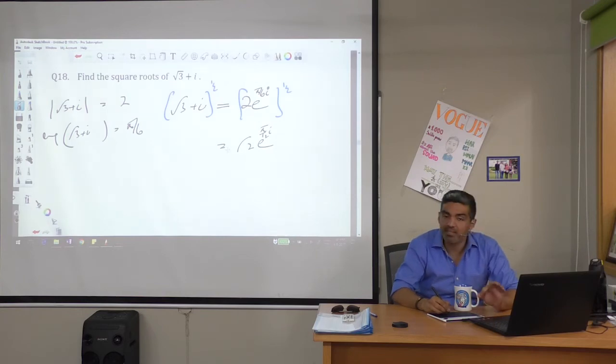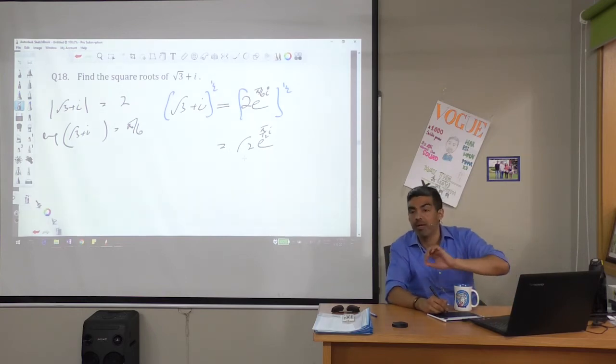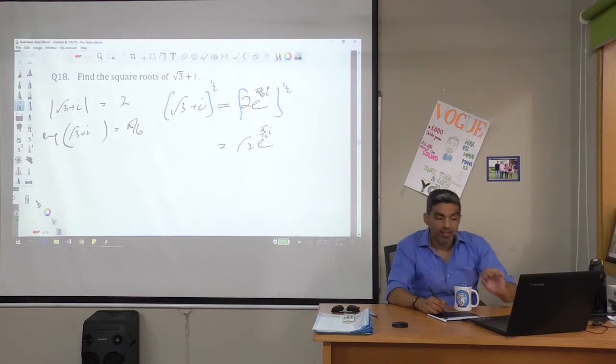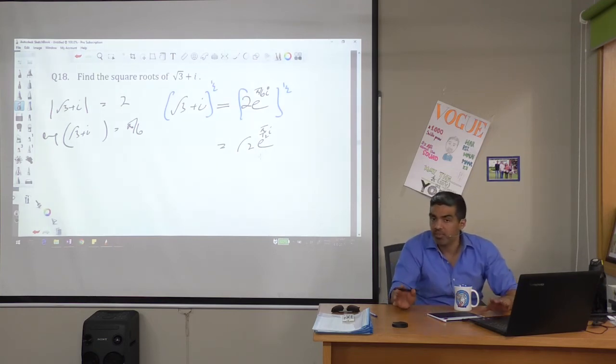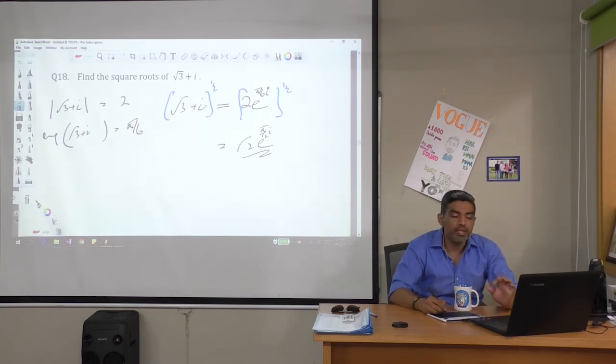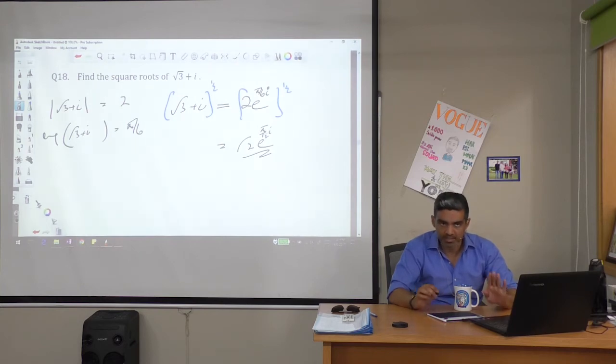Now see, plus minus doesn't hold any meaning here. The other root is not a minus root 2 e to the power pi by 12 i. Don't write that. If the question wants you to give the answer in exponential form, then this is one root. For the other root, you need to add a pi to this argument. Why? I'll just tell you.